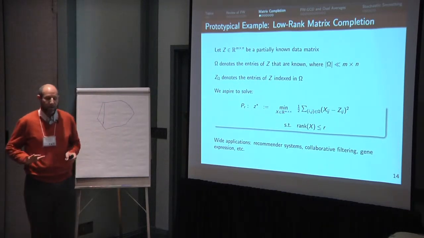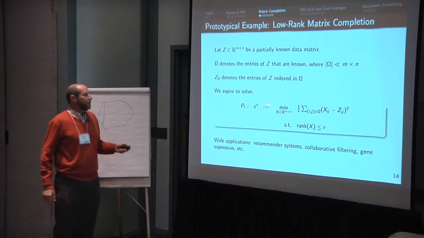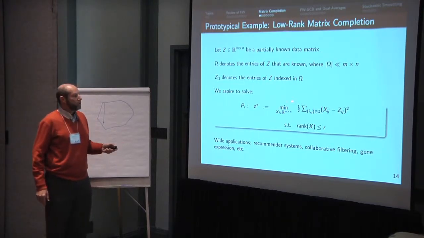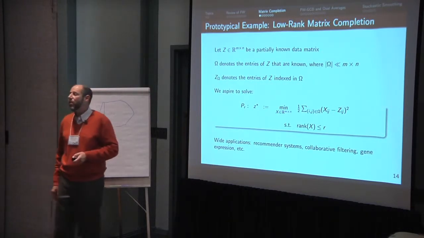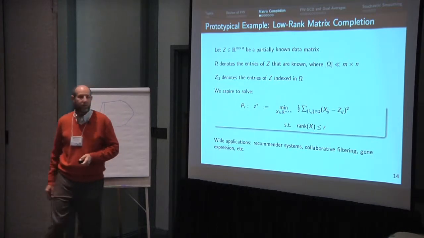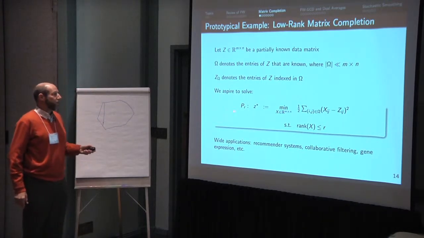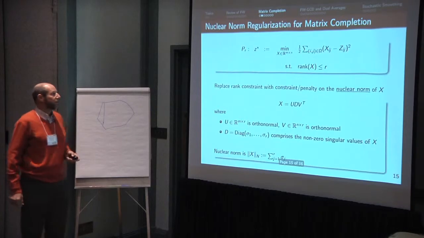I can't really get into why it's set up this way, but I want to solve for Z star, which essentially is, let's find a matrix that's close to this matrix Z. Z is the data matrix, whose rank is small. All right, so that's matrix completion. And I say we aspire to solve it, okay?